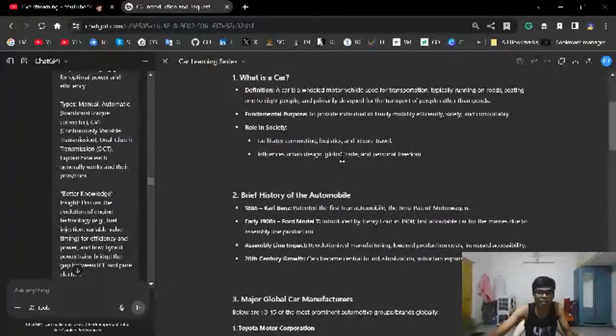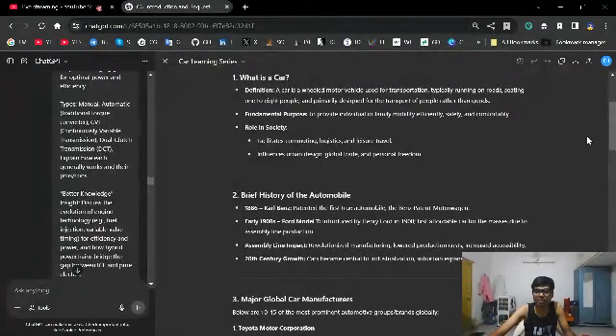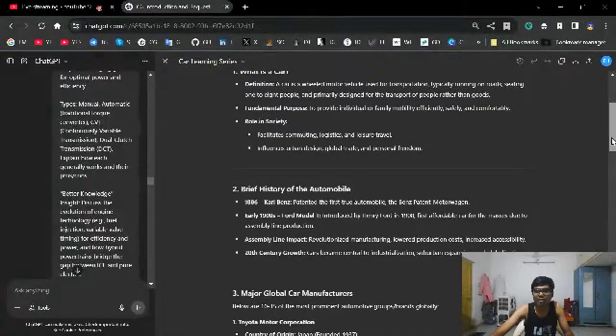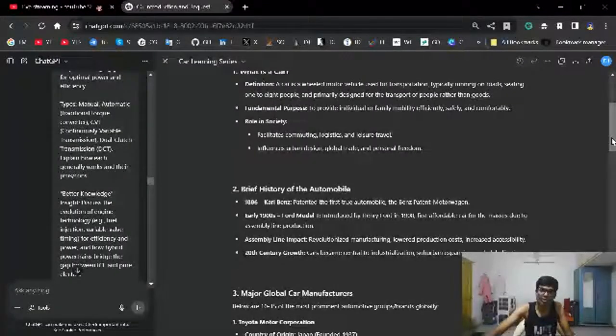So society influences urban design. Nowadays lots of buildings are created with basements for parking your cars. This is one of the things that people are used to now, taking flats or apartments in the cities. So it influences urban design.